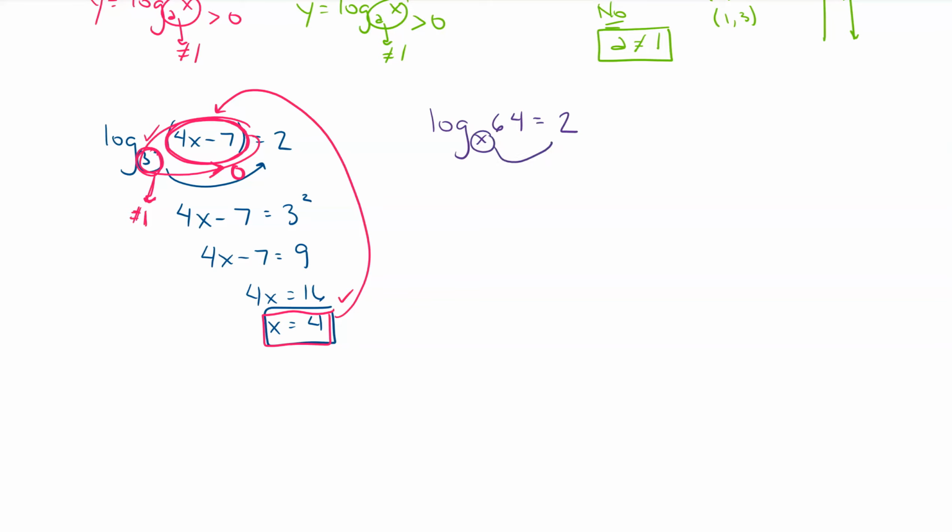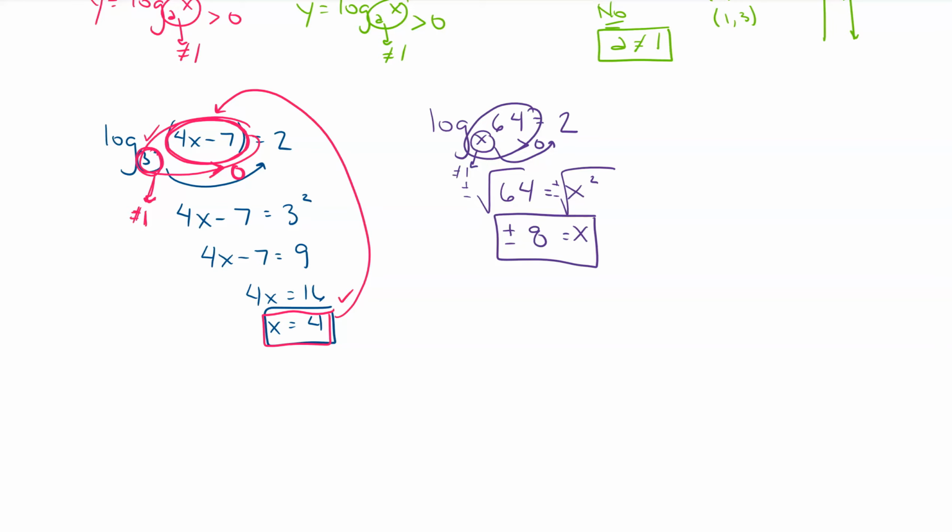The little ducky ducks under, the log floats away. I get 64 equals x squared. I'm going to bring in my own square root, and when I do, I don't forget my plus or minus, so I get x equals plus or minus 8, and I want to be done right there, except both of these have to be greater than 0, and this little guy cannot equal 1.